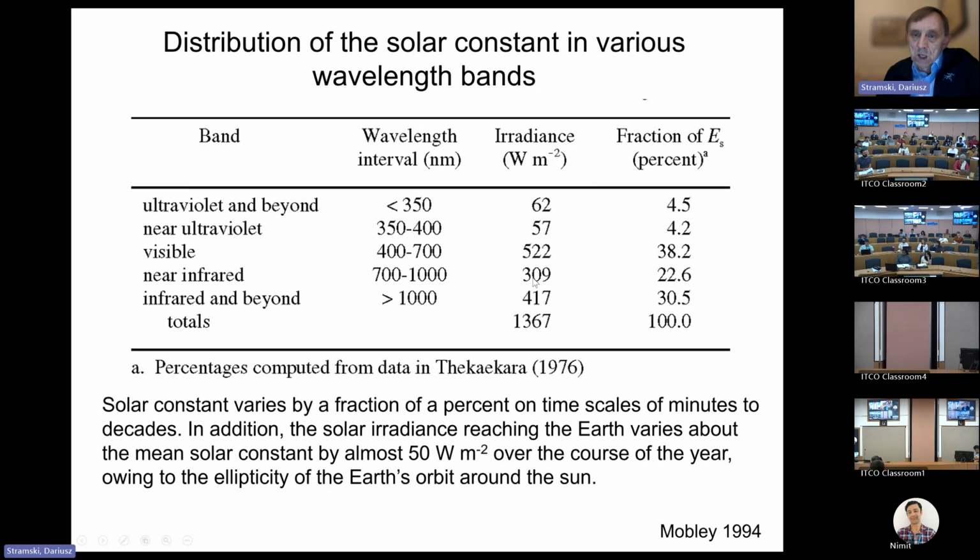But this table also shows the contributions of major parts of the spectrum, UV and beyond, near UV, visible, near infrared, and infrared and beyond, to the total solar constant. If we just look at the visible spectrum, as we know, it's a very narrow range. We can see the typical values outside the atmosphere are over 500 watts per meter squared within the visible, out of 1400 watts per meter squared. So that's about 40% of total solar radiation. And if we just look at infrared, it's a little bit over 50% contribution, and UV is a little below 10%. So this is how the solar energy outside the atmosphere is distributed between these three major parts of the spectrum: UV, visible, and infrared.